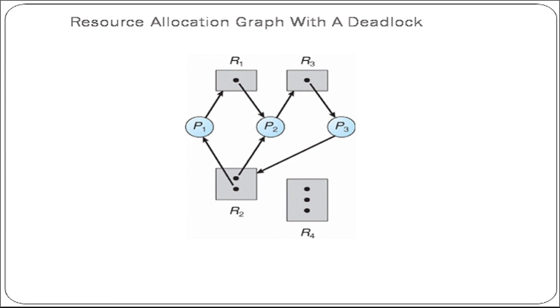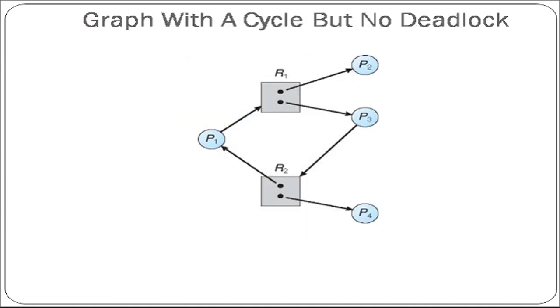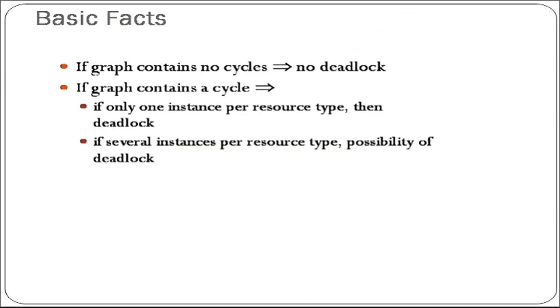Now consider the next diagram in which there is a cycle but there is no deadlock. Now there is a cycle from P1, R1, P3, R2, P1. But whenever P4 releases the resource, at that time P3 will get access to the resource R2, and now this request edge will be converted into an assignment edge from R2 to P3. That means whenever there is no cycle in the graph, there is no deadlock.